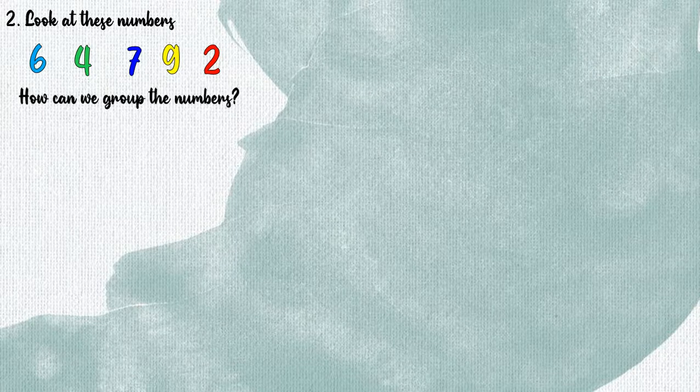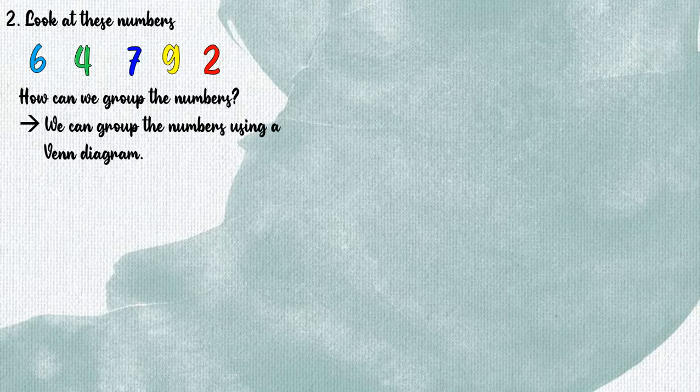Number 2, look at these numbers. What numbers do you see here? What number is this? Good job. 6, 4, 7, 9, and 2. The question is, how can we group the numbers? Bagaimana kita bisa mengelompokkan angka-angka tersebut? We can group the numbers using a Venn diagram. Jadi, kita dapat mengelompokkan angka-angka tersebut dengan menggunakan diagram Venn.